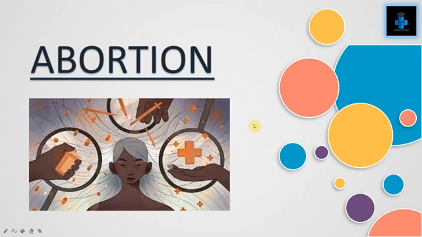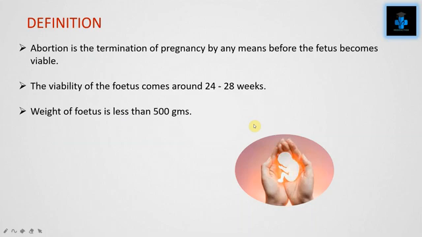Today, let's learn about abortion. Abortion is the termination of pregnancy by any means before the fetus becomes viable. The viability of the fetus comes around 24 to 28 weeks. The weight of the fetus is less than 500 grams.